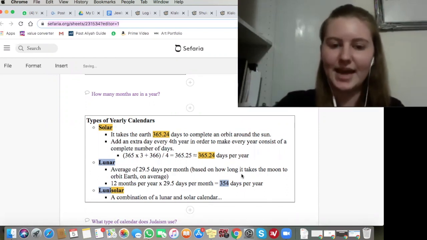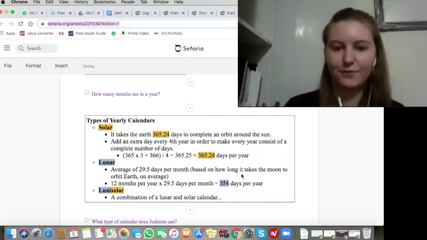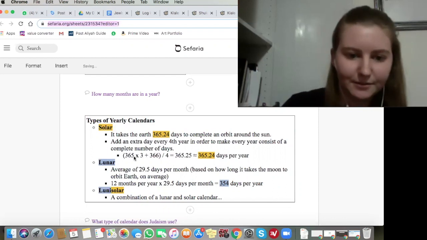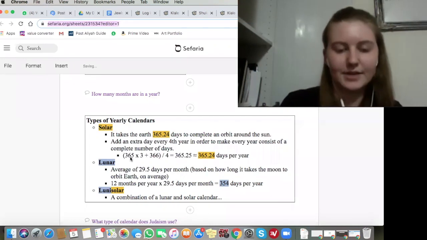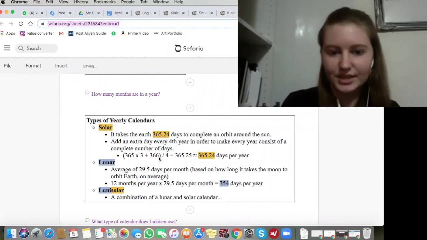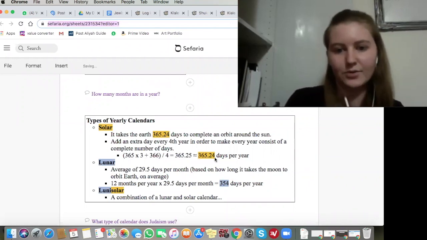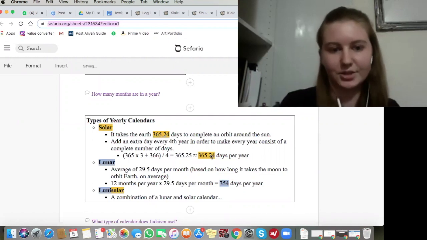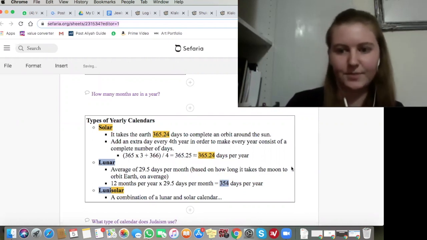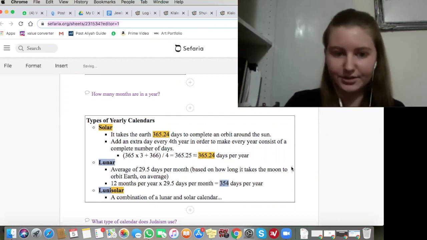But since we can't have a year with a partial day, we add in an extra day every fourth year in order to make every year consist of a complete number of days. So there's 365 days in a regular year, times 3, plus 366, which is the leap year, divided by 4. That gives us 365.25, which is about equal to that number. So that's a solar leap year. That's also the Gregorian year. That's what most secular societies use nowadays.